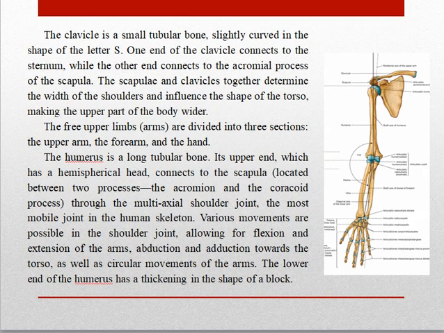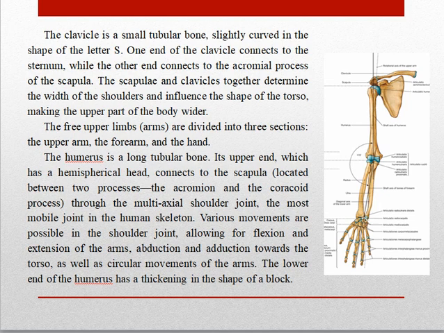The clavicle is a small tubular bone, slightly curved in the shape of the letter S. One end of the clavicle connects to the sternum, while the other end connects to the acromial process of the scapula. The scapula and clavicles together determine the width of the shoulders and influence the shape of the torso, making the upper part of the body wider.